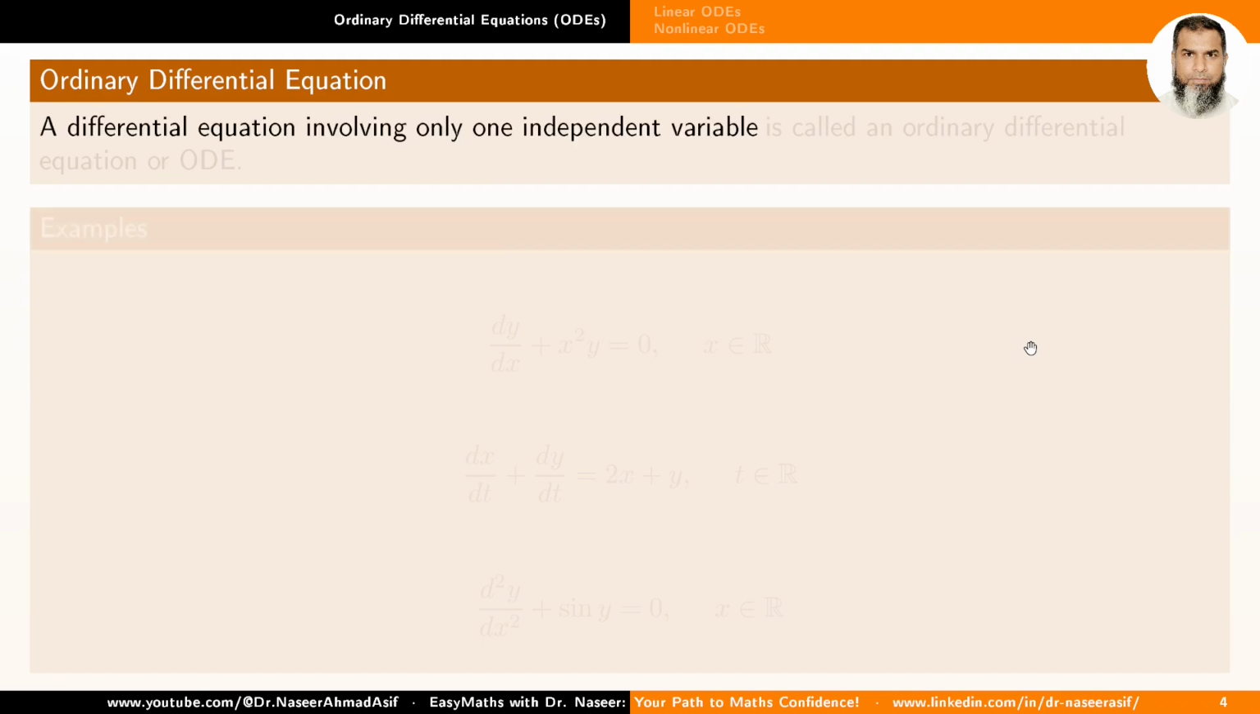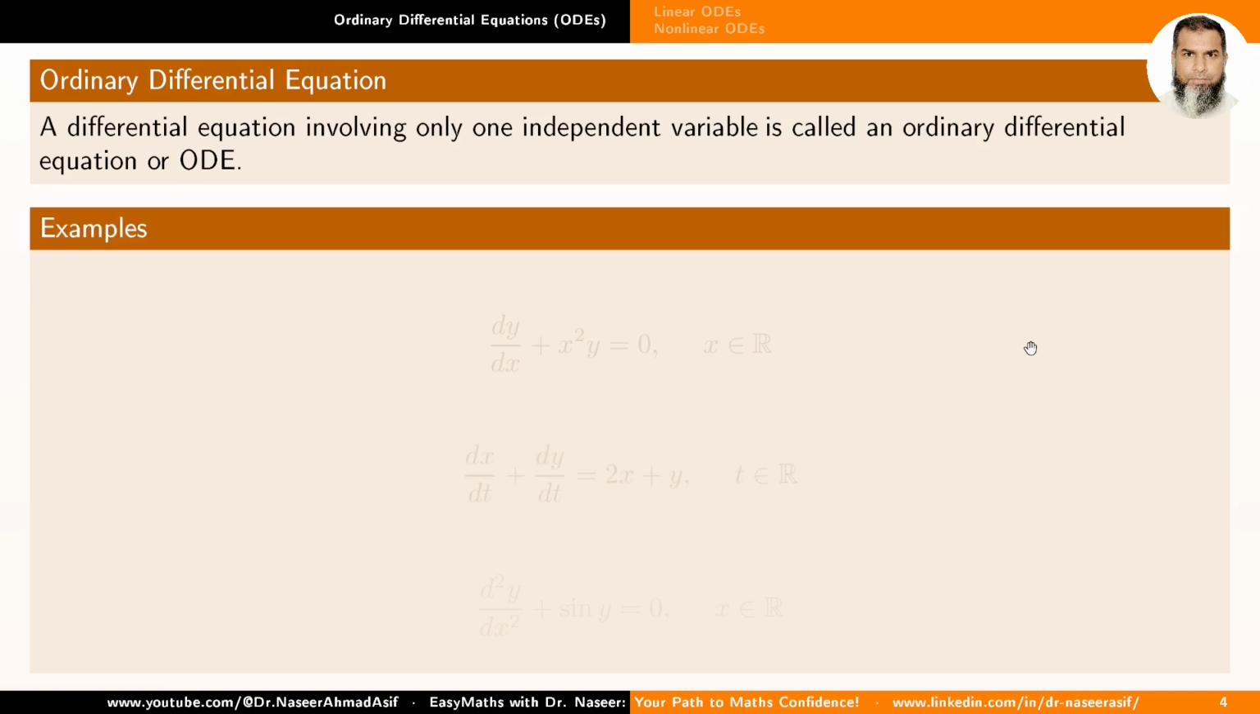Ordinary differential equation. A differential equation involving only one independent variable is called an ordinary differential equation or ODE. We'll see some examples. This is dy by dx plus x square y is equal to 0. This equation has two variables x and y. This is the derivative of y with respect to x. So this is a differential equation. Also you can see y is the dependent variable, x is the independent variable. So in this equation there is only one independent variable. So this is an ordinary differential equation.